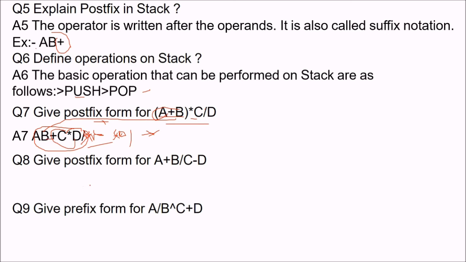Give the postfix form for this. I hope you are able to do it. a, b plus, and then divide, and c, d minus. Okay. First we do divide, then we plus, then we minus. These are the operator precedence. Give the prefix form of a by b and then exponential c plus d. That will be nothing but plus slash a exponential d c. This is important. And then d.